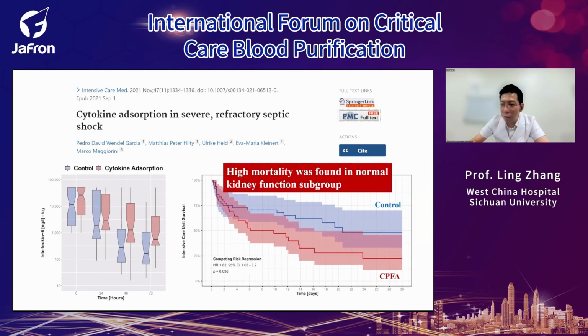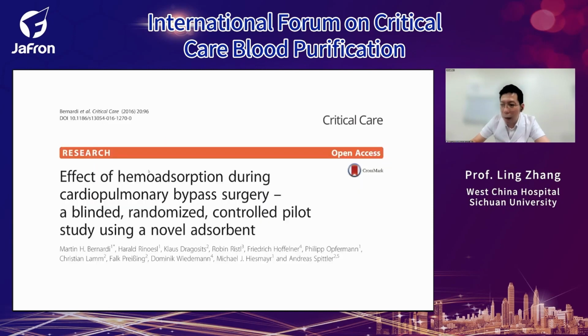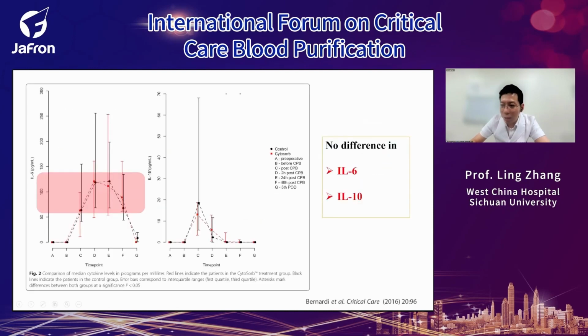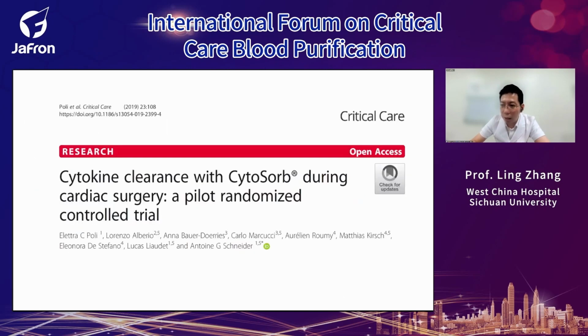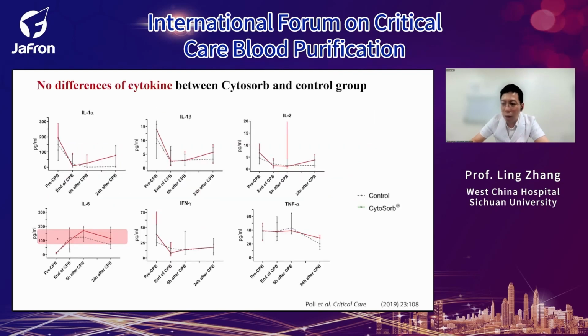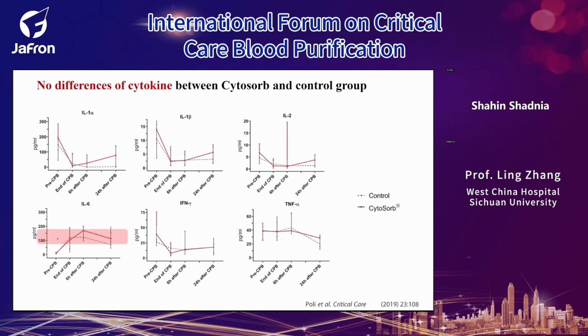And there are other papers published about absorption and the cytokine storm during some cardiac surgery. Interestingly, they say that if interleukin-6 is in the range of about 100, there is no efficacy of the absorption. Another paper also had similar findings: if the interleukin-6 level is from 100 to 150, there is also no difference in the removal or absorption.